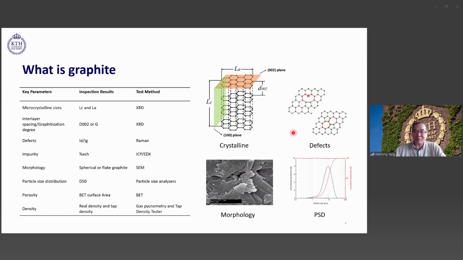Of course, there are also physical properties, for example particle size distributions and defects. Defects are sometimes very good for batteries, for electrochemical applications, but defects are very bad for electrical conductivity and thermal conductivity. That's the difference. When we talk about the quality of graphite, that is what we have to achieve.